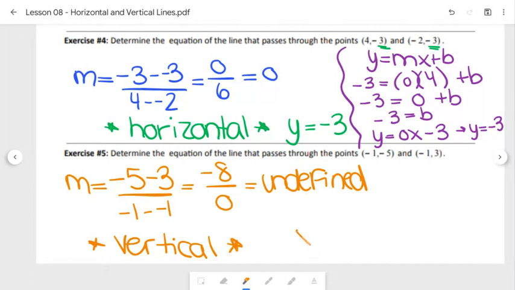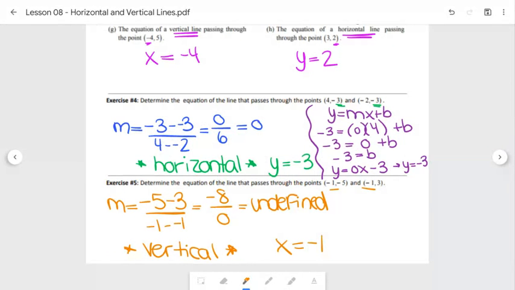Because it's vertical, I know it's x equals, and I might have already noticed that x equals -1. So that would have been the line there. I'm not even going to try to plug it in because undefined, we don't have a number to plug in for the slope. We just know that there's an error. So that's why undefined is vertical. It's going to be x equals. But if you saw that the x equals the same thing, you don't have to go ahead and plug it in.